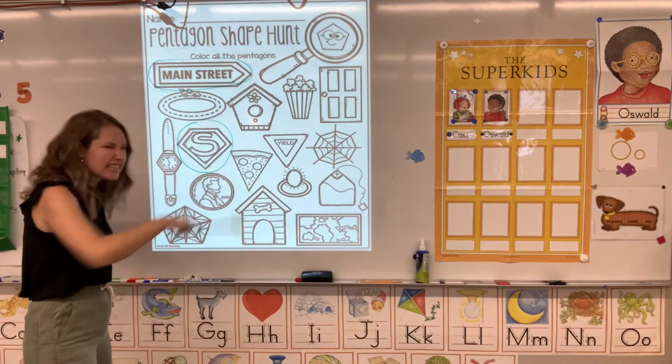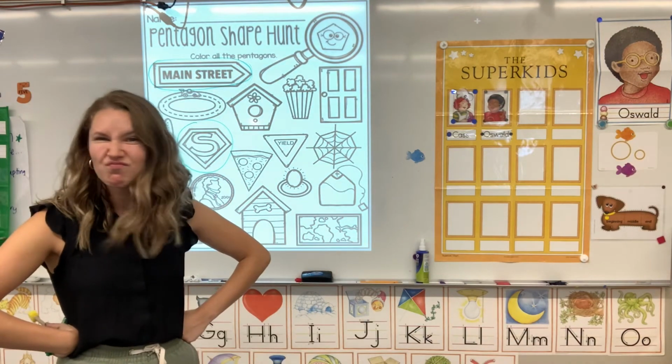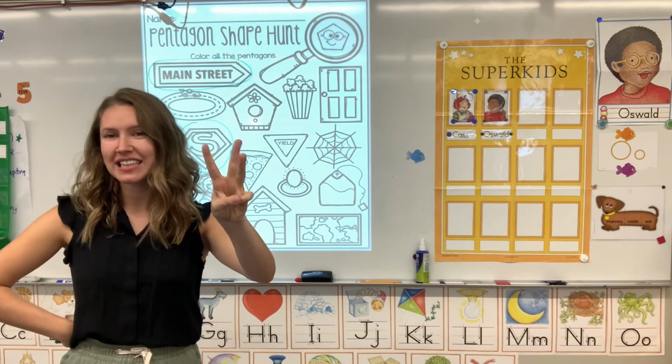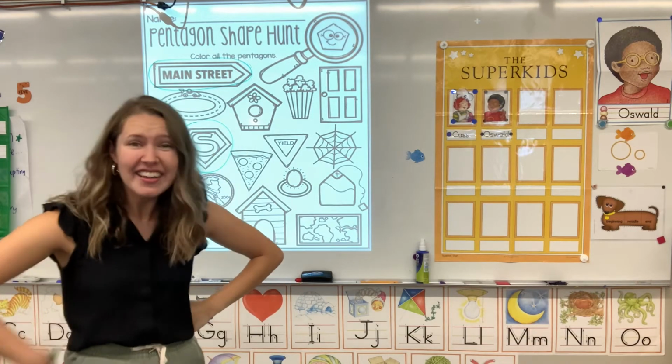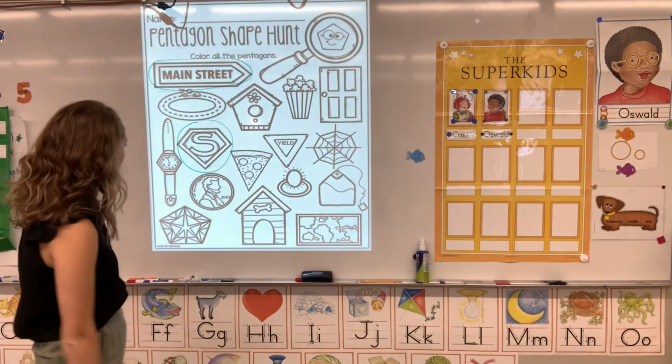What about this pizza? Is that pizza a pentagon? No. What has 3 sides? A triangle. So it's not a pentagon. We're not going to circle it.